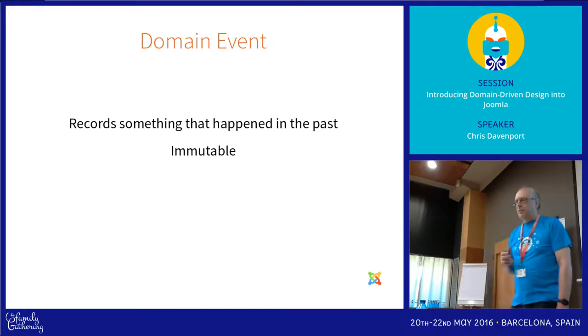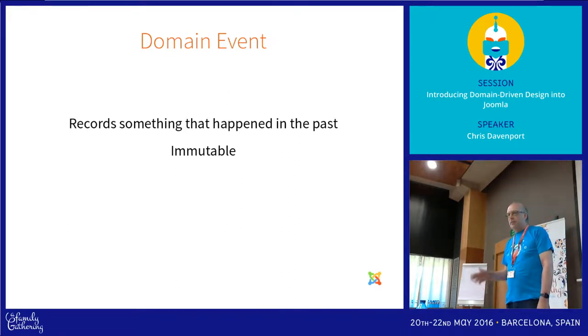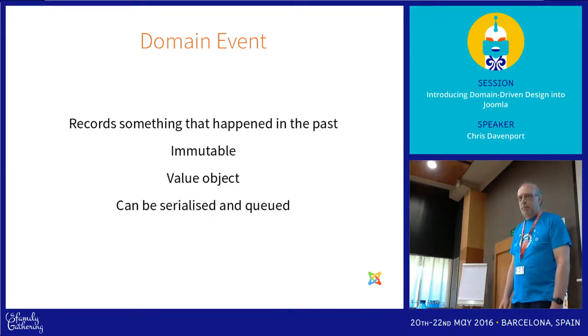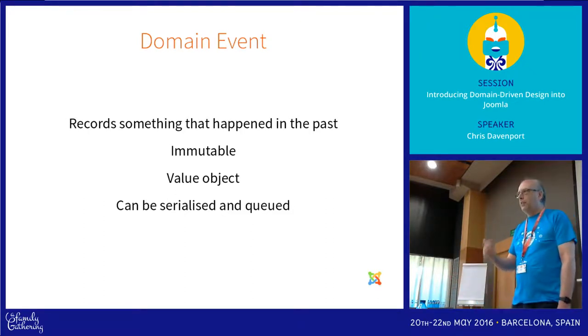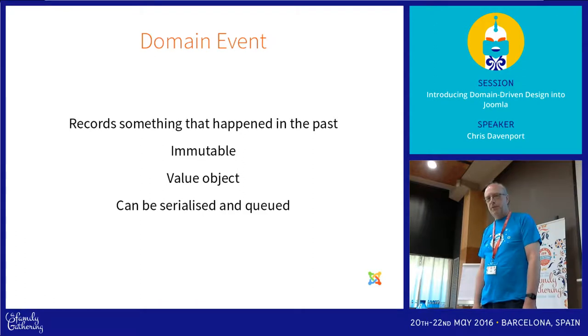And as you would expect, they're immutable because obviously we can't change the past, the records of past events, so you would expect them to be immutable. And we model them as value objects. And similarly, there's no behavior associated with them. There's no real logic in these domain events. They're just simple message containers. So we can shunt them around networks if we want to, queue them up, do all sorts of stuff like that.